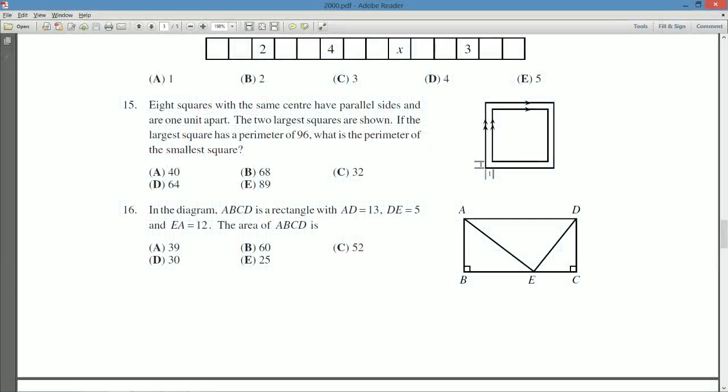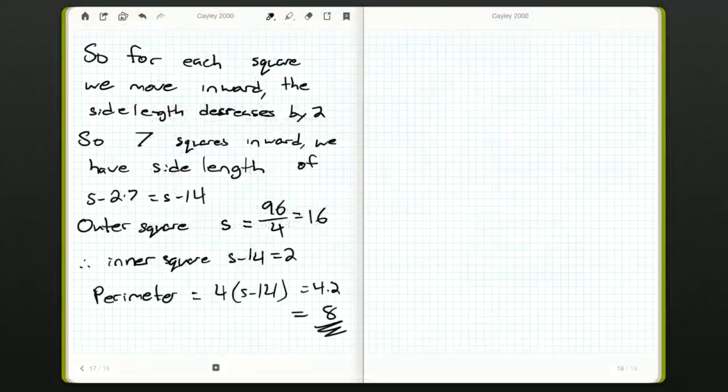And if we take a look, what is the perimeter of the smallest square? I don't see 8 on here. So what have I done wrong? Oh, you know what it was? 96 divided by 4 isn't 16, it's 24. There we go. This is why having your calculator handy can be quite helpful. I jumped the gun there.